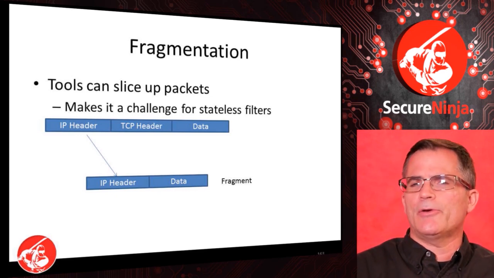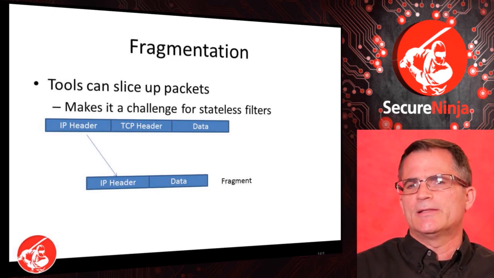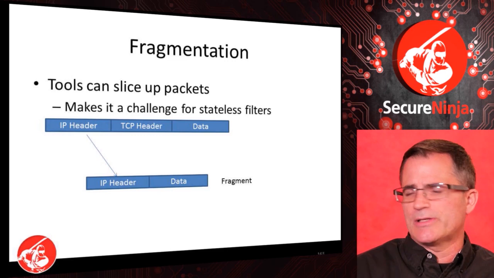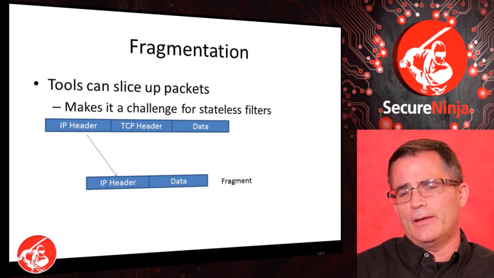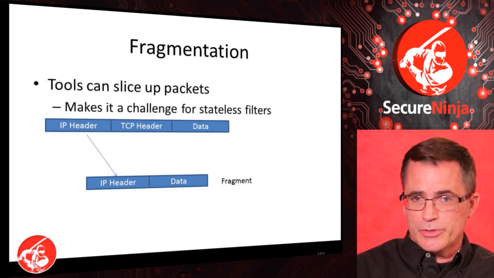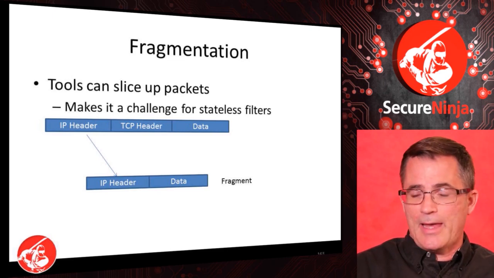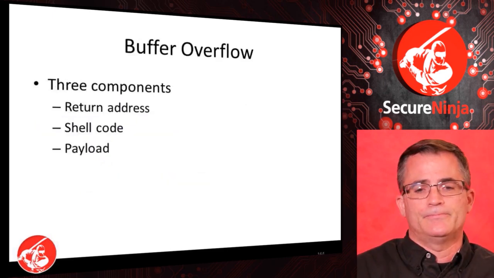The TCP header identifies what service to send the packet to. So without that, a stateless filter is lost. So that's why fragmentation attacks are still popular, because they can get by filters, they can be harder to detect, and are used for evasion.